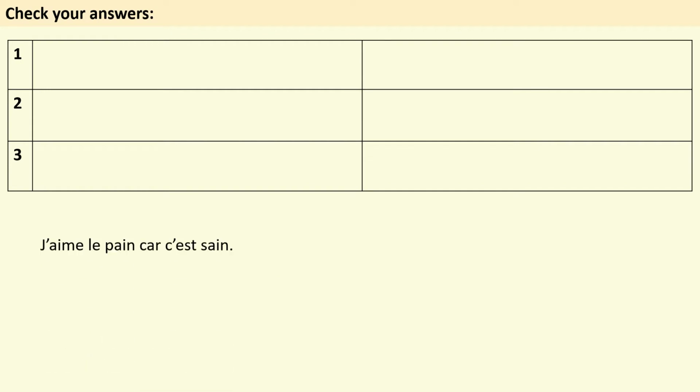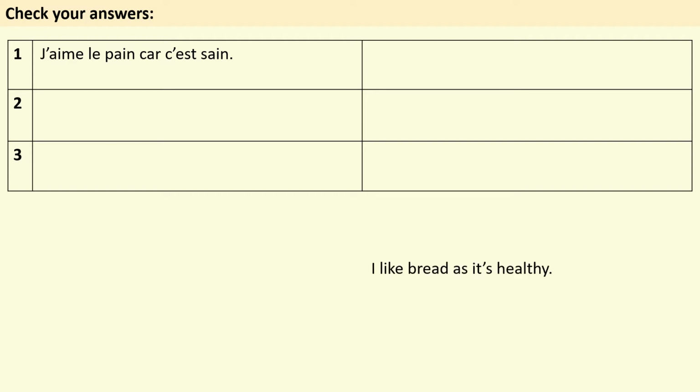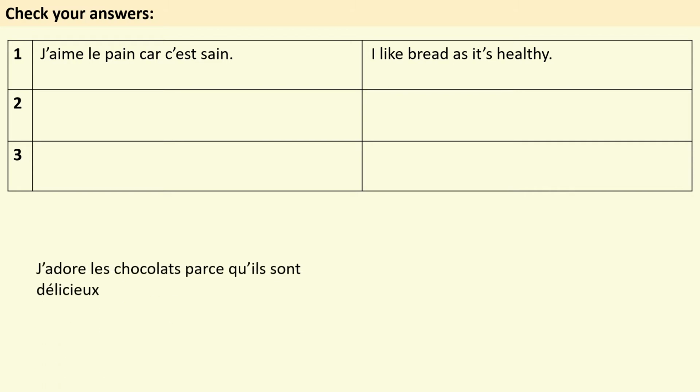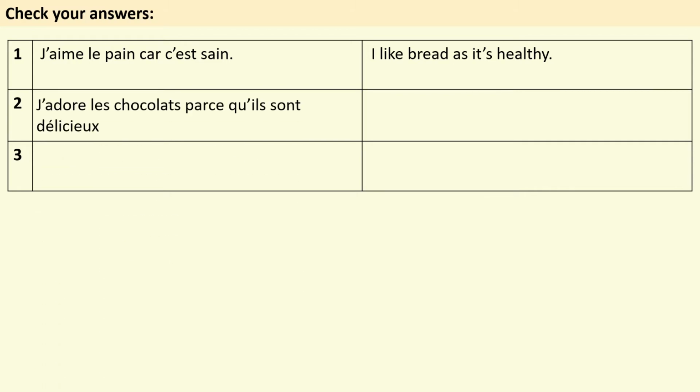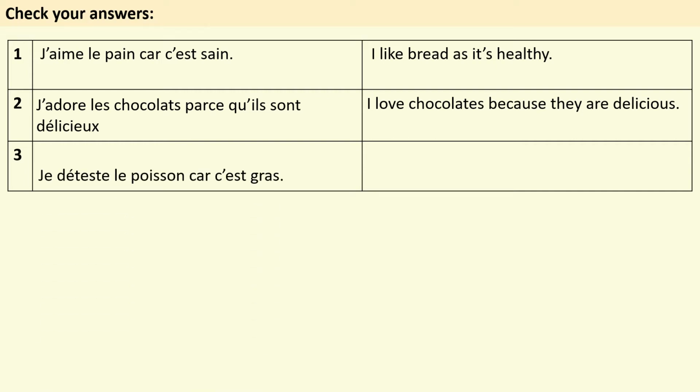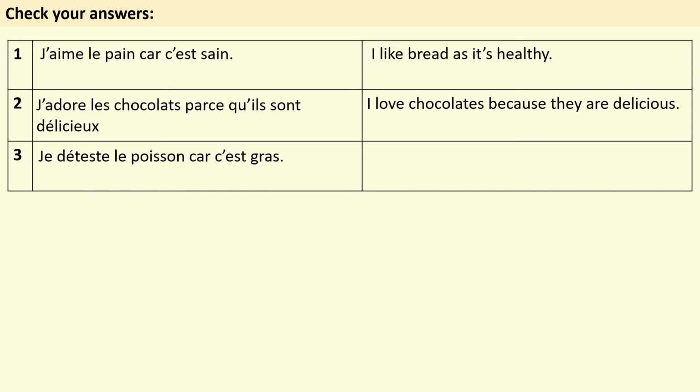And here are those answers. Number 1, numéro 1. J'aime le pain car c'est sain is what you should have written, because that is I like bread as it is healthy. 2. J'adore les chocolats parce qu'ils sont délicieux. I love chocolates because they are delicious. Make sure you've spelled délicieux correctly in the masculine plural form with the accent on the first E. 3. Je déteste le poisson car c'est gras. I hate fish as it is greasy. Pause if you need to and press play when you're ready to go on to the first activity.